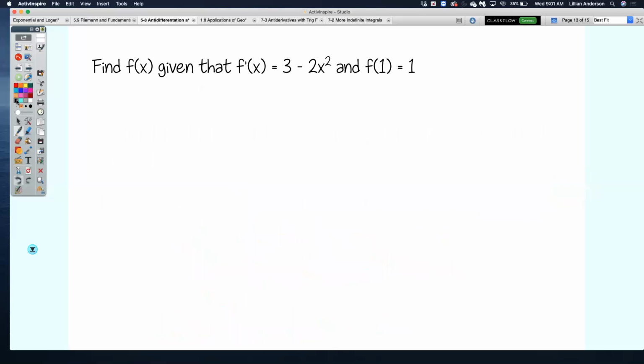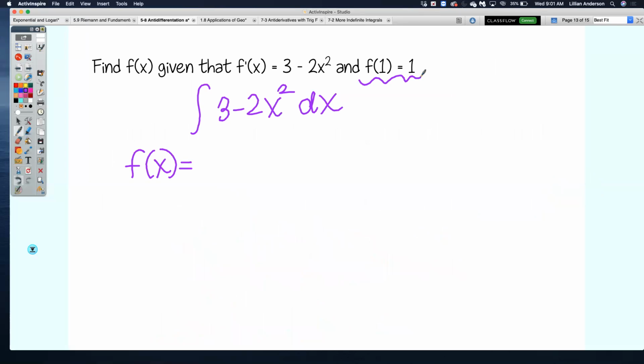Let's look at this one. We're going to take the antiderivative of 3 minus 2x squared in order for us to find a general solution for f of x. And then we're going to use this information here, f of 1 equals 1, to find our particular solution. So what's the antiderivative of 3? 3x. And what's the antiderivative of negative 2x squared? 2/3 x to the third. And then, of course, we have our plus c.